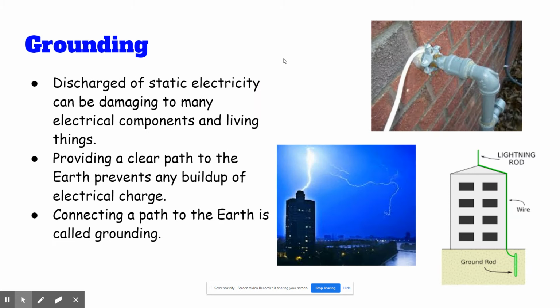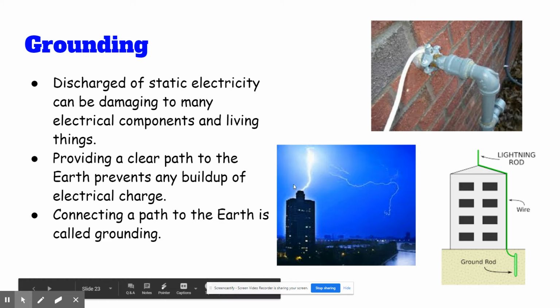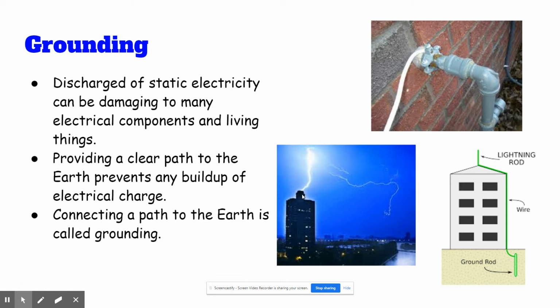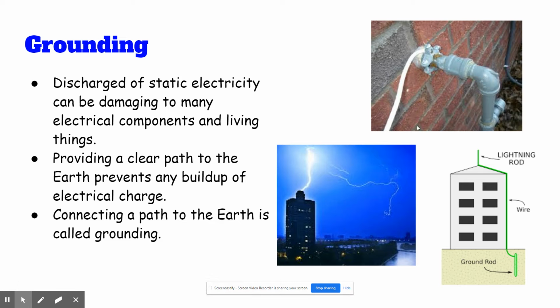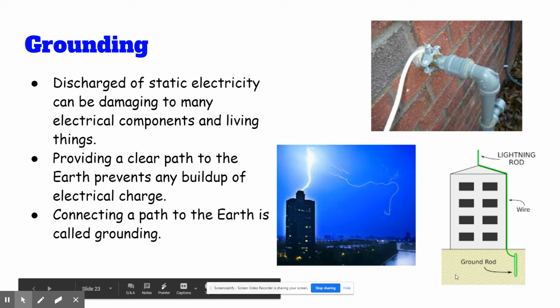Grounding. Discharge of static electricity can be damaging to many electrical components and living things. Providing a clear path to the earth prevents any buildup of electric charge. Connecting the path to the earth is called grounding. Here we have grounding on top of a building: lightning strikes and is safely directed to the ground. We use grounding on plumbing because the plumbing pipes go into the ground, so they'll often have a grounding wire. If there is excess charge, it's directed to the ground, and the ground acts as a great sink, and the charges can move away and dissipate in the ground.